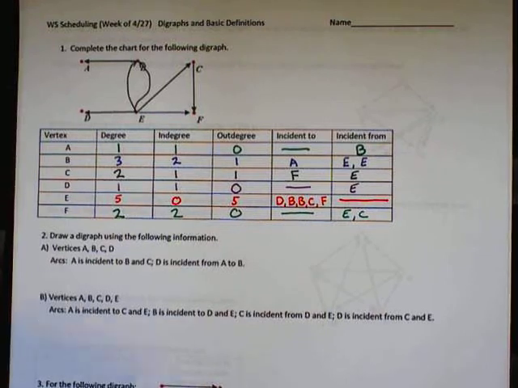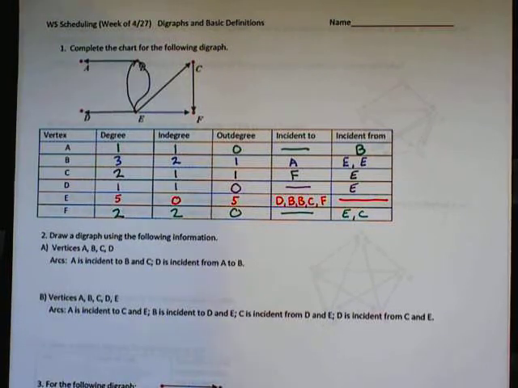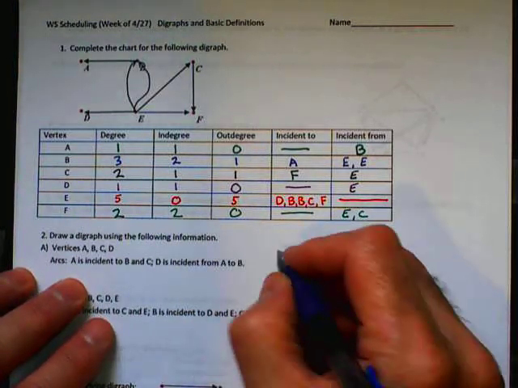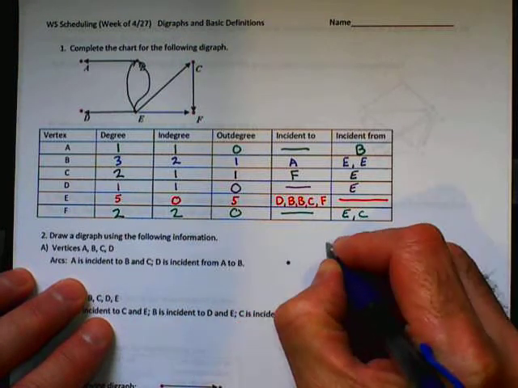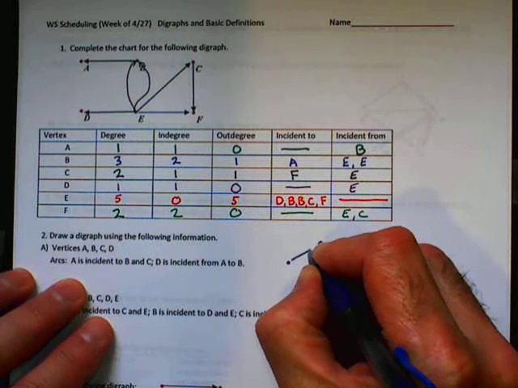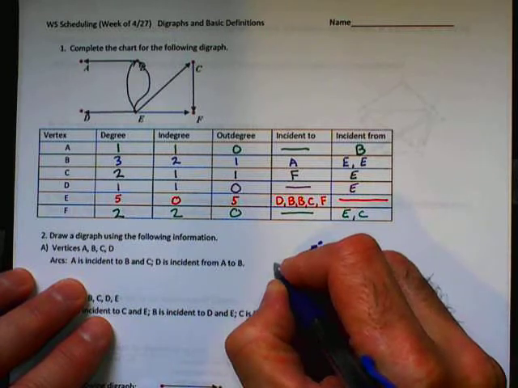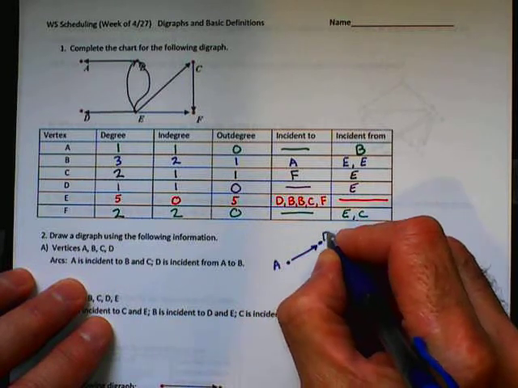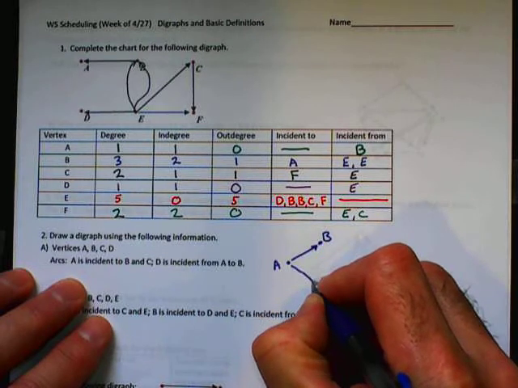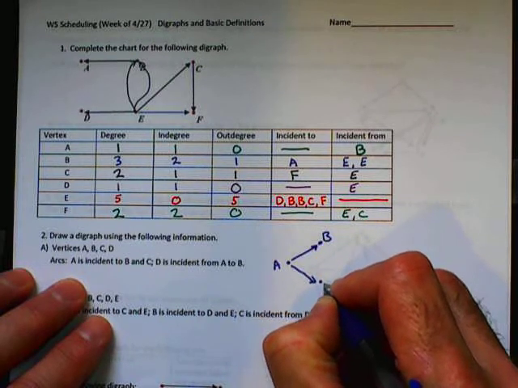Draw a digraph using the following information: A, B, C, D. A is incident to B and C. D is incident from A to B. That last part is probably the most confusing thing on these notes, I believe. A is incident to B and C. That's pretty easy. You can go ahead and just go. A can go to B, or A could have gone to C.